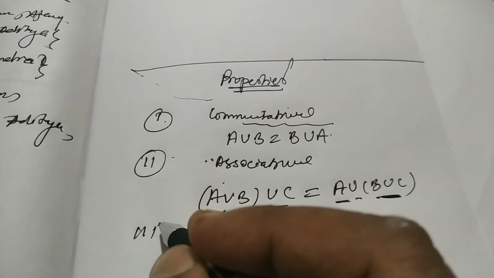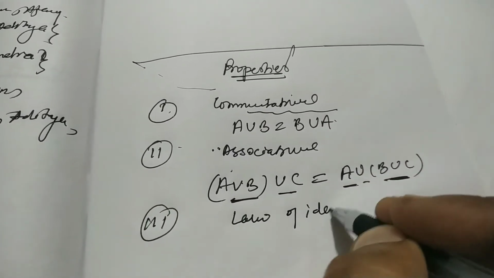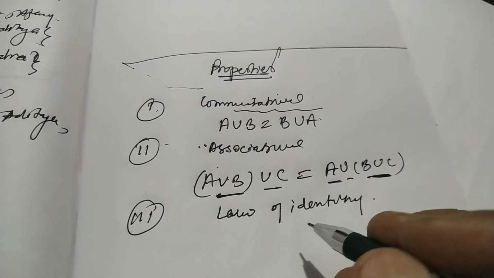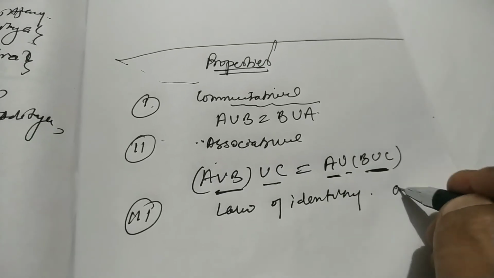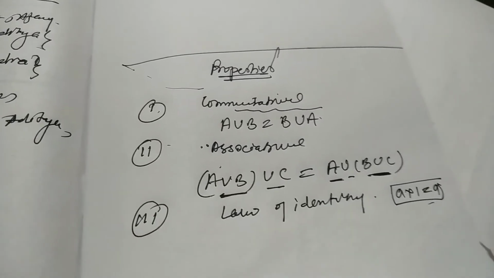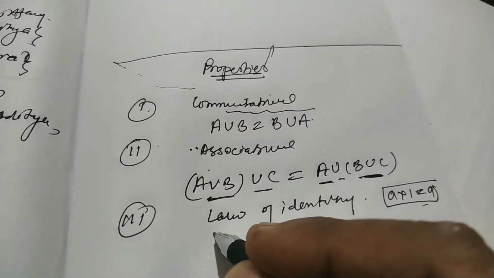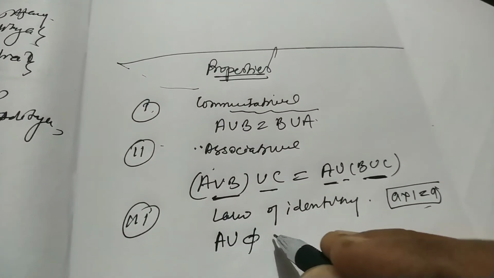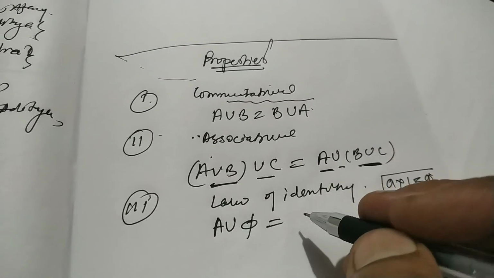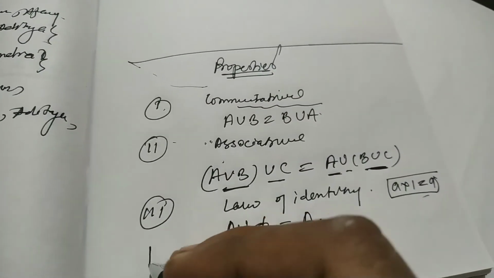The third one is the law of identity. You are aware of this from previous classes. If A is multiplied by 1, it is A. A does not change its identity. That is the law of identity. Like A union phi: if you add nothing to an existing group, the group's members do not change. That is A.